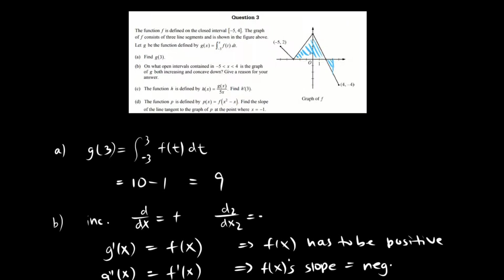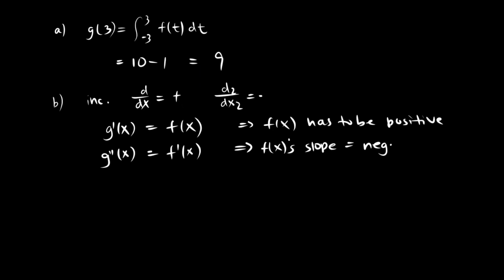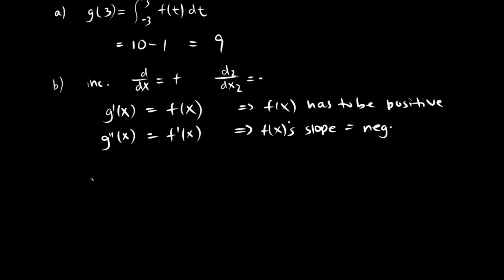So if we look up here, we can see that from -5 to 2, the graph of f is positive, but the slope of f is negative on the intervals from -5 to -3 and 0 to 2. So we know that for part B, the graph of g is increasing and concave down on the open intervals from -5 to -3 and 0 to 2. And our reasoning would be, because at that point f of x's slope is negative, or f of x is decreasing, and f of x is positive, meaning the first derivative of g is positive.